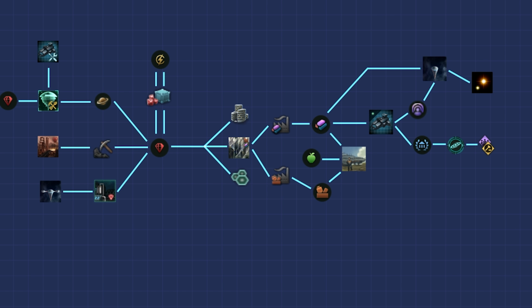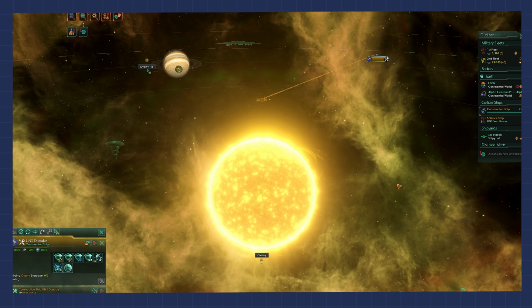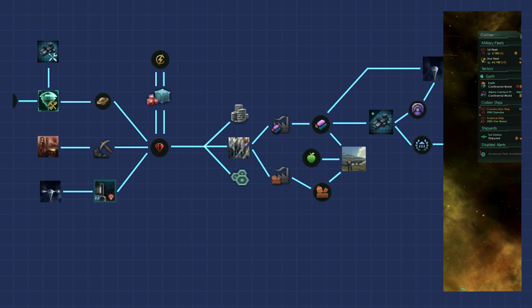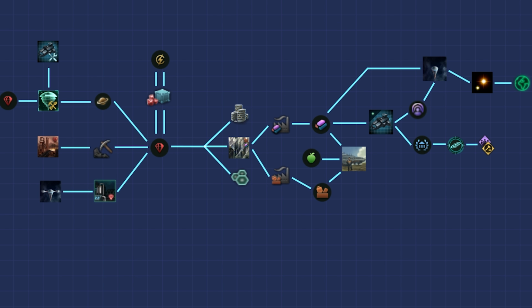The idea being that you kind of plant your flag and claim it as your own. There is no split ownership of a system. You either own the star and its surrounding bodies, or you don't. You cannot colonize a planet until you have built an outpost over its star.